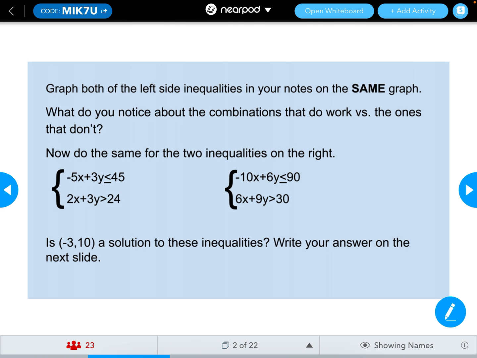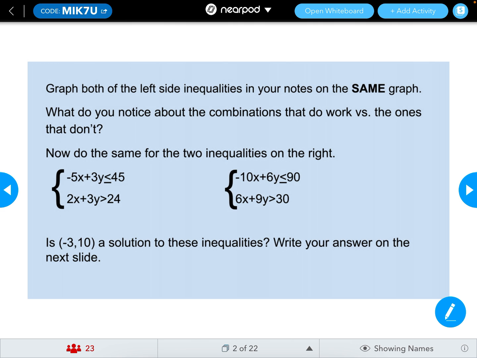So this is the Nearpod. It's asking you to graph both of the left side inequalities in your notes on the same graph. The reason we're doing this is that the quiz that you guys are going to take tomorrow, or whenever you come back to school if you're watching this from home, is going to be on graphing. So we're going to do a lot of graphing practice today so that you're ready for your quiz tomorrow.